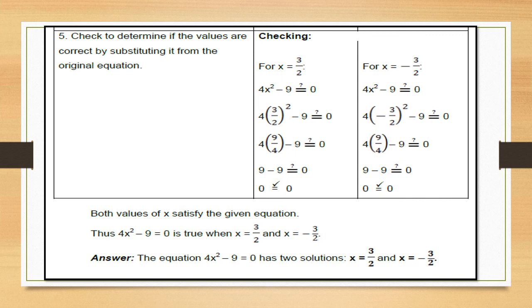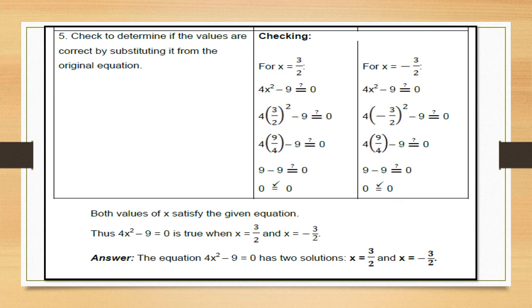To check, we determine if the values are correct by substituting them into the original equation. So for the checking, first we have the value of x, 3 over 2, so just simply substitute, then simplify, so we got it correct. And then for the other one, we have negative 3 over 2 for the value of x. Just simply substitute into the standard form of the given equation.